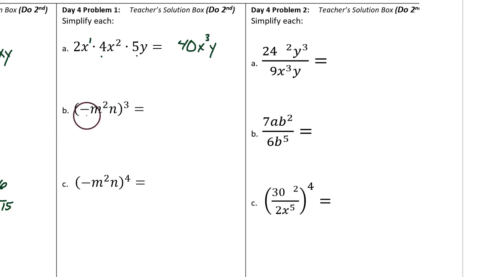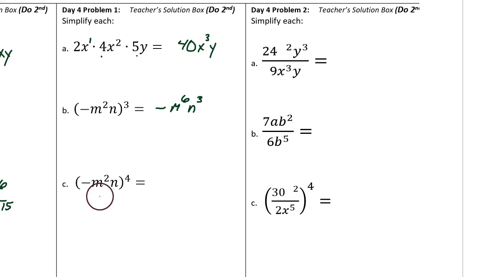Question B. Take everything in the parentheses and raise to the third power. Start with a negative sign. Negative to the third power is negative because an odd number of negatives is negative. Now the letter m. We get m to the sixth power. It already has an exponent. You're raising to another exponent. You times the exponents. Now the letter n.